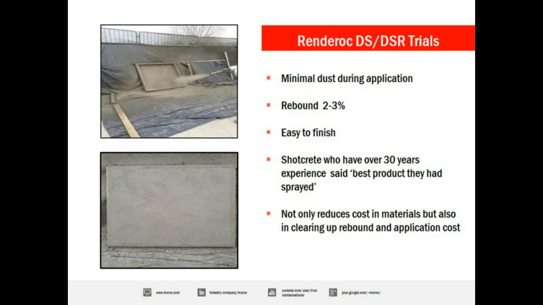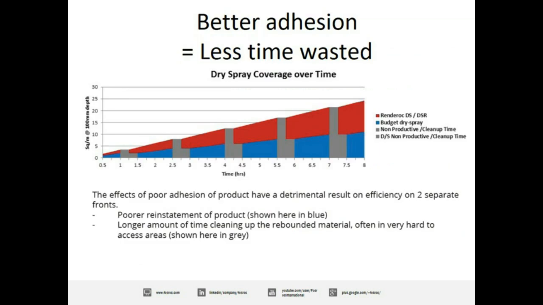Okay, so next slide. We're going to be looking at better adhesion and how it affects time wasted. So you can see in this graph here that when you're looking at the amount of time it takes to reinstate, if you are suffering big problems with rebound, if you're getting 35–40% of your product that is literally pinging back at you, that is a big waste of time. You're not making as much progress with your concrete reinstatement.